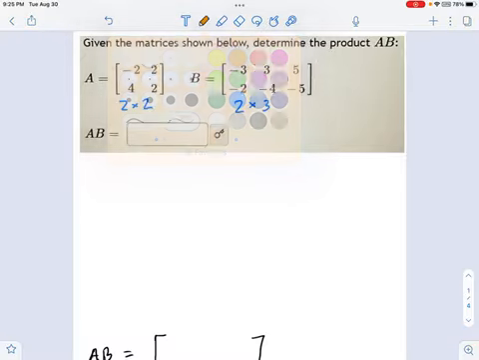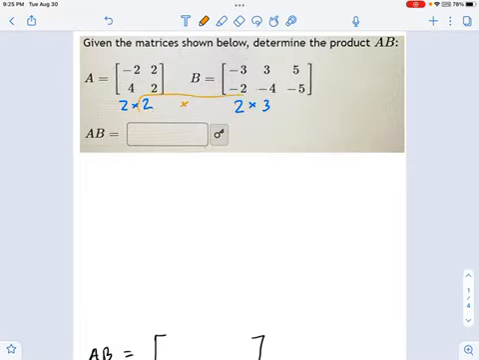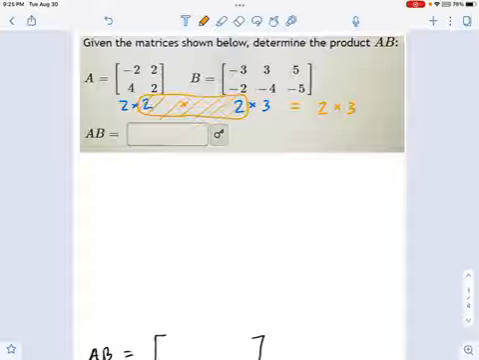Here's what I mean. See how it's a 2 by 2 times a 2 by 3? Well, these numbers must match. If the numbers I outlined do not match, you can't do the multiplication. It's just not going to work. If they do match like this, they cancel out and you get a 2 by 3 matrix. We'll go over the details of this below.